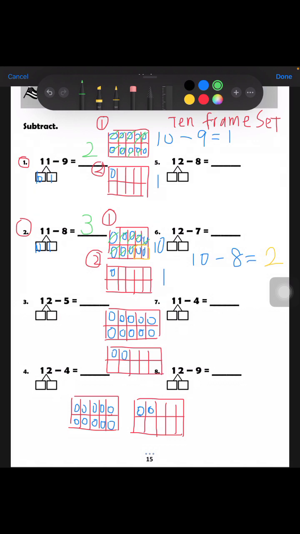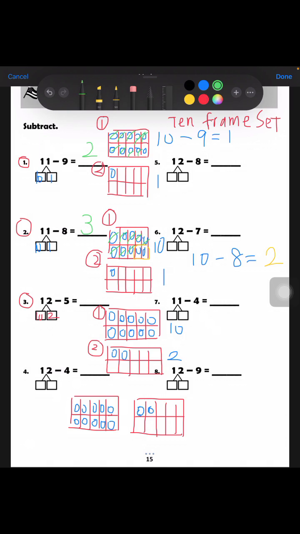Okay, let's move on to question 3. 12 minus 5. Okay, now we also got two 10 frame sets, the first one and the second one. This time there are total 12 circles. So do you know how many circles are in the first set? Yes, there are 10 circles in the first set, and there are 2 circles in the second set. So 12 is split into 10 and 2. Now we need to take away 5 circles. So which set should we choose? The first one or the second one?